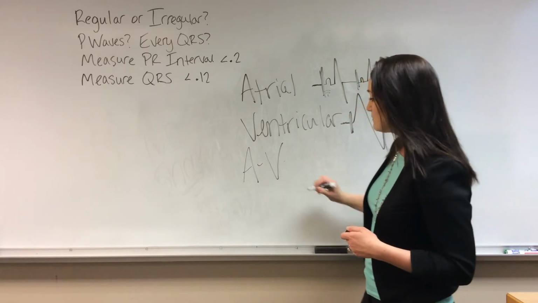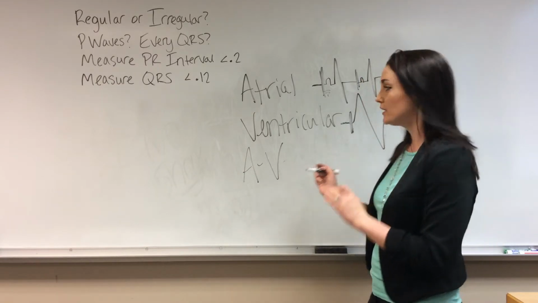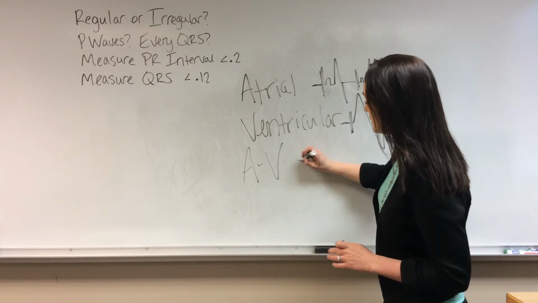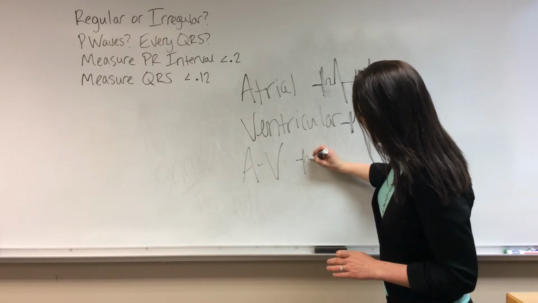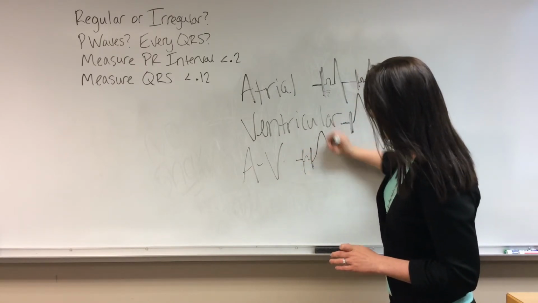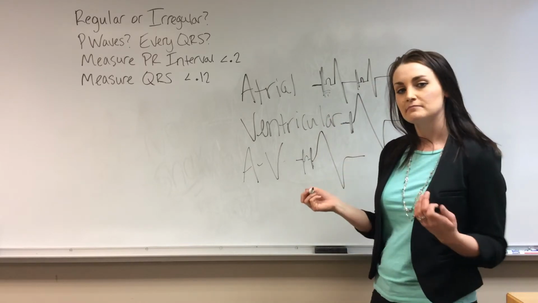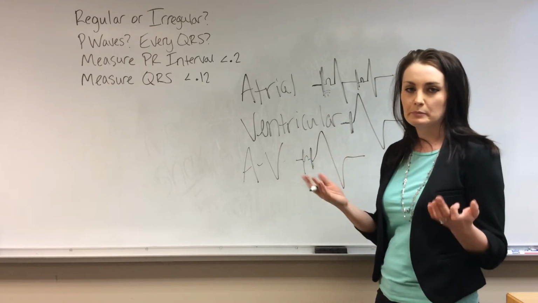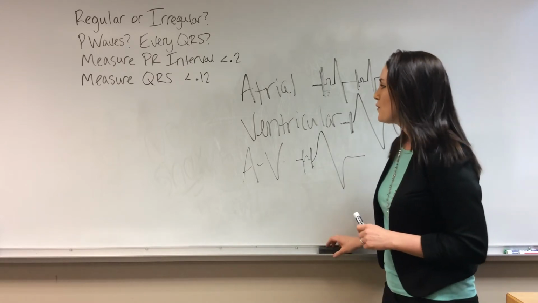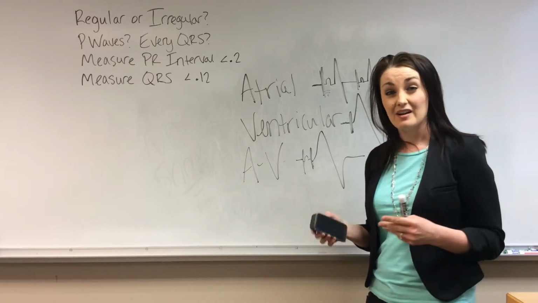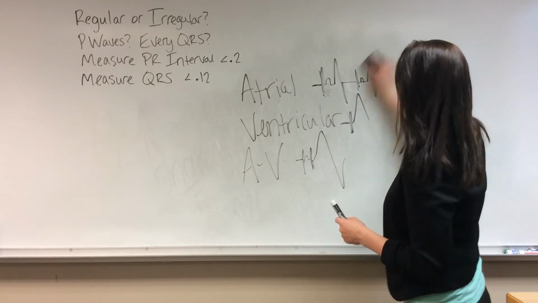And then if it's paced atrially and ventricularly, you'll see both. You'll see a spike, and then a P wave, and then a spike, and then a big QRS. So you'll see 2 spikes per beat. So that's just a little bit about what you would see on a monitor for the different kinds of pacing.